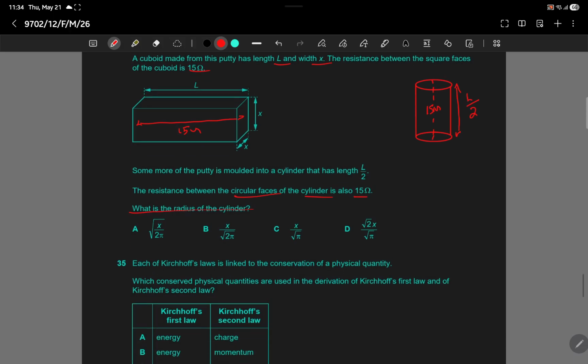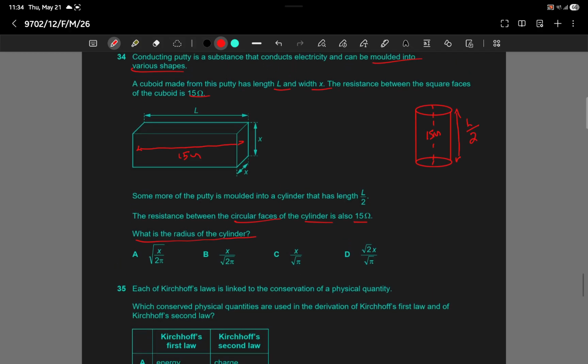So what is the radius of the cylinder? So how can we do this? It's made from putty, the same putty. That means the resistivity should be the same. So the formula for resistivity is R equals to RA by L, and if you make R the subject, it's rho L by A.